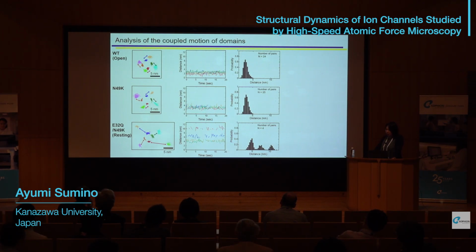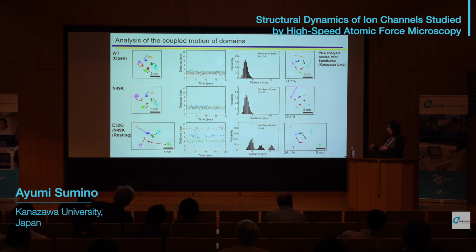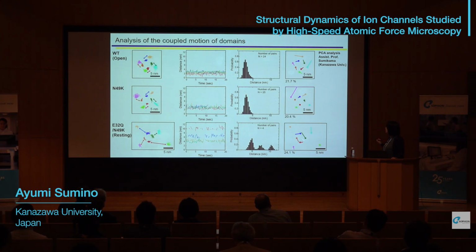And we analyzed the coupled motion of each domain, using principal component analysis. The ball and stick indicates the vectors of only coupled motions. In the wild type channel, all of the pore domains and the voltage sensor domains are coupled, especially in the rotational motion. But the intermediate mutant and the resting mutant showed that only the pore domains are coupled to each other, and the voltage sensor domains are not coupled anymore.